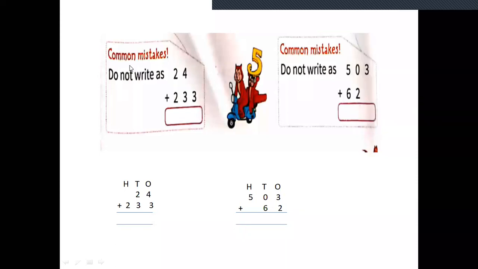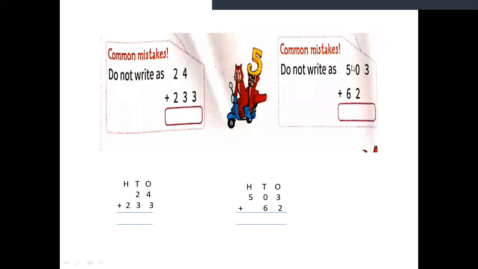Now you see, common mistakes. Do not write as, see here, if 24 and 233 they have given, where you have to write this 24, like this you have to write. 24 is tens place and ones place. Always put the place values, hundreds, tens and ones, and put the numbers and write. Okay. Don't make this mistake. A common mistake is putting this 2 and 4 in the hundreds place and tens place. You should not do that. Tens place and ones place should be placed correctly.